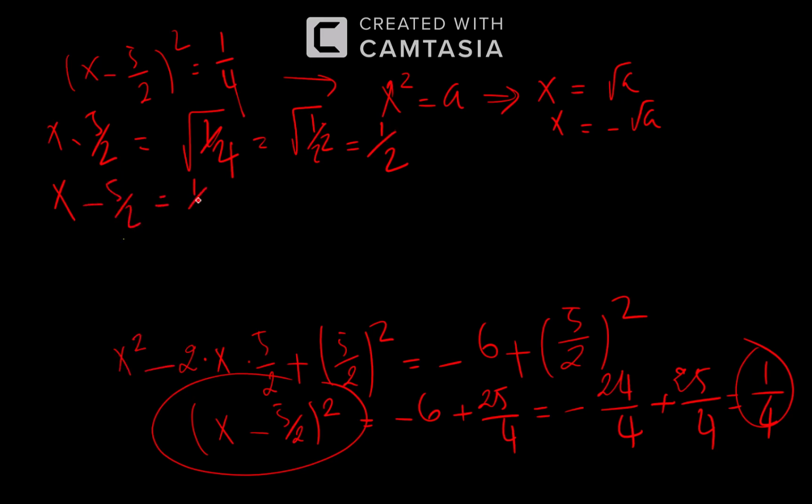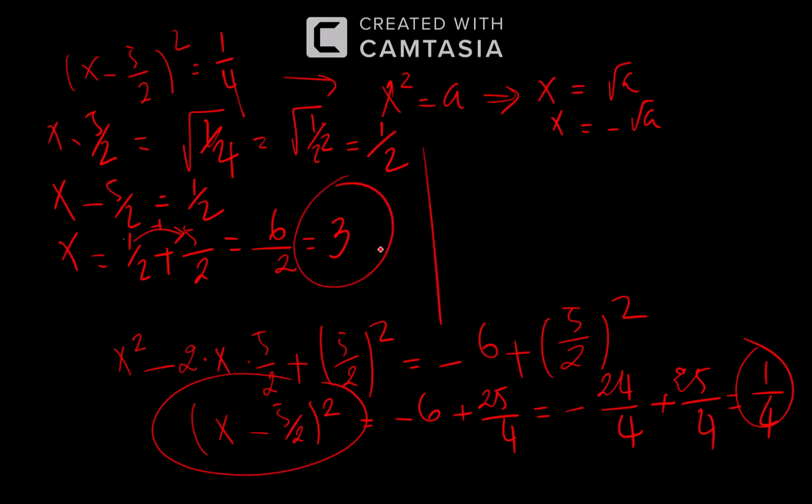So x minus 5 over 2 is equal to 1 over 2, and here we can find x equal to 1 over 2 plus 5 over 2. The negative on the left hand side we put on the right hand side, so we convert negative to positive. Divided by 2, so we keep the denominator 2 and just add the numerators: 1 plus 5 equals 6, and 6 divided by 2 equals 3. So the first x1 equals 3.